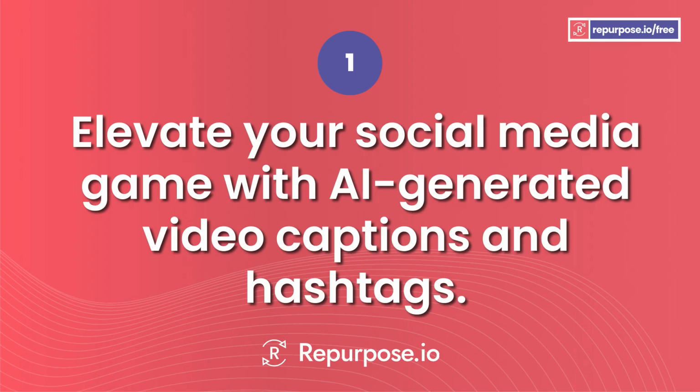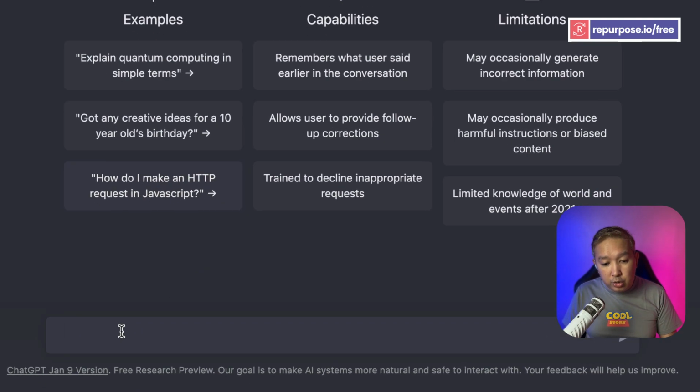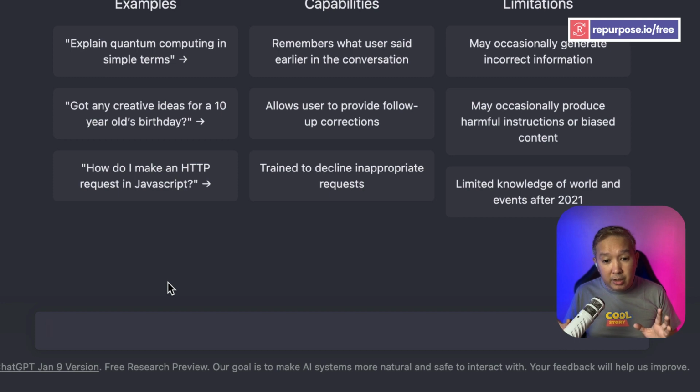Number 1. Elevate your social media game with AI-generated video captions and hashtags. So we are going to be using ChatGPT, one of the most popular artificial intelligence tools today. So you're going to go to this part, type in what you want the AI tool to do. Now in this case, my prompts or my instructions have already been typed beforehand. So I'm just going to copy and paste.